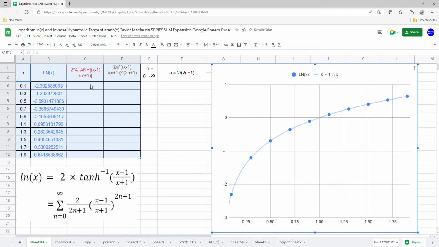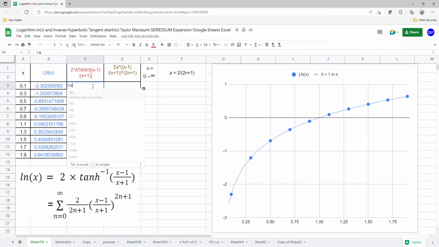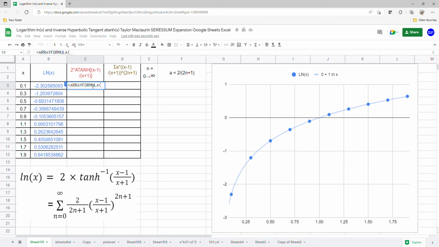We continue with the inverse hyperbolic tangent equivalent. So this will be array formula. Let's begin with the ARCTANH. So ATANH of the quantity x minus 1 divided by the quantity x plus 1. So that's quantity x minus 1 divided by quantity x plus 1. And this is multiplied by 2. So that's 2 times. And enter.